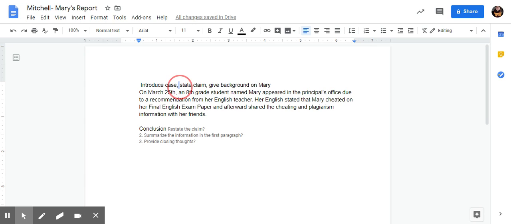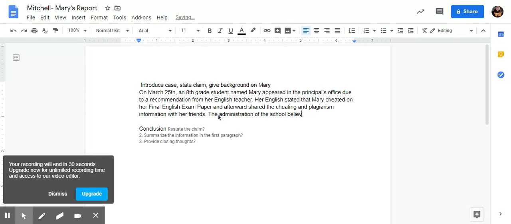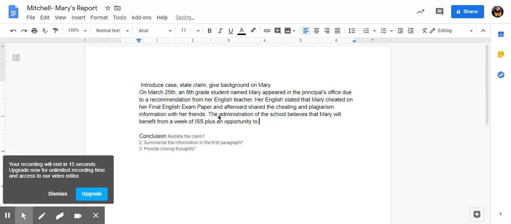Now, I'm going to state my claim. Now, remember, the claim is what the principal's office believes should be Mary's consequence. So I'm going to say the administration of the school believes that Mary will benefit from a week of ISS plus an opportunity to retake the final English exam. All right, so that's my claim right here.